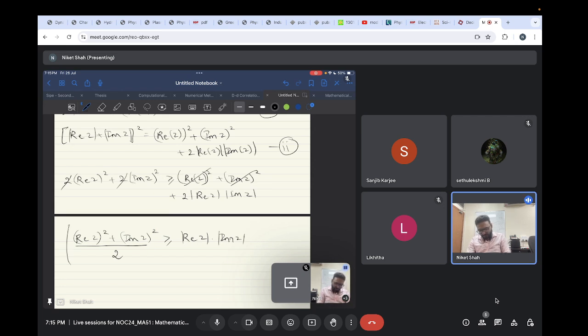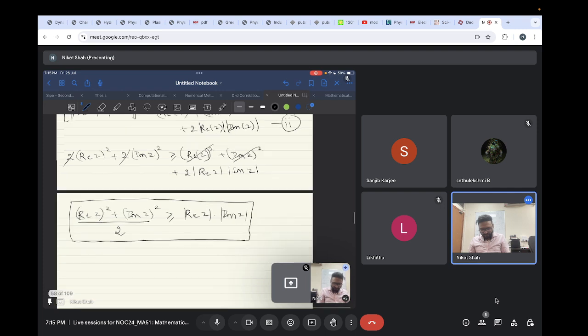Is this something that you have seen somewhere else, anywhere? Can you recognize this structure and tell me whether this inequality holds true or not for all cases? So we are talking about a very general complex number. So anyone?